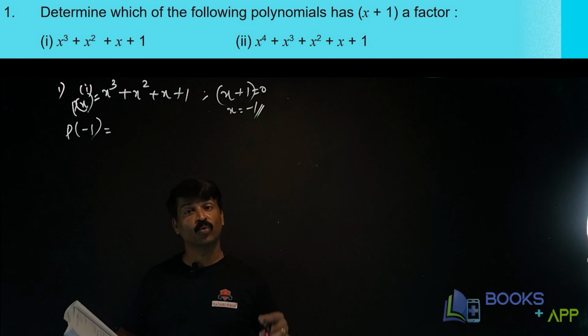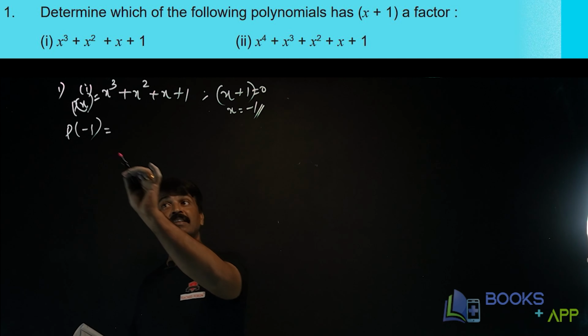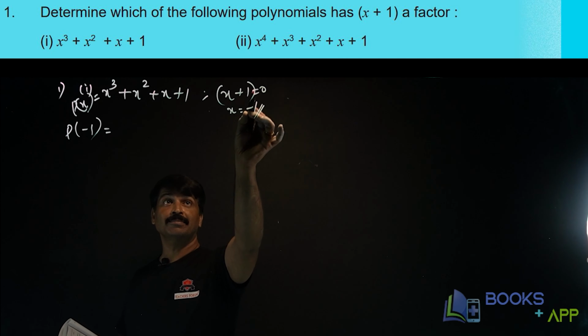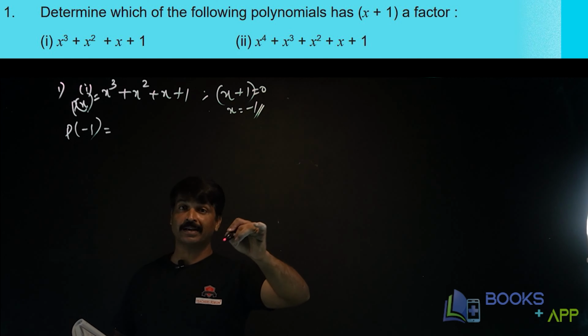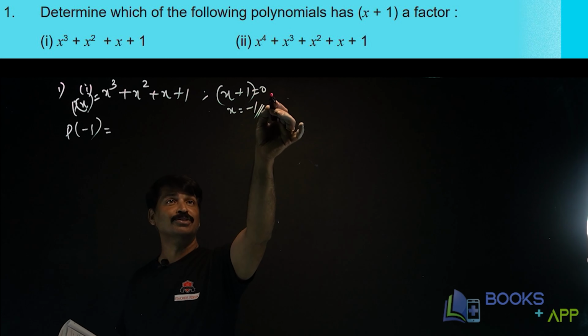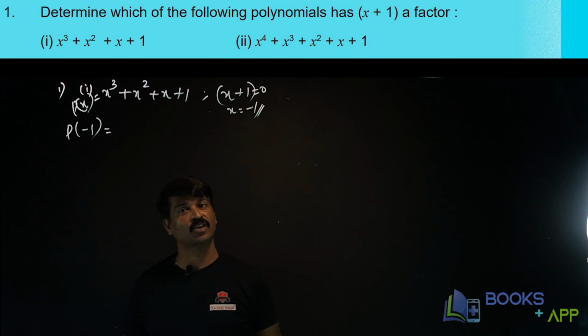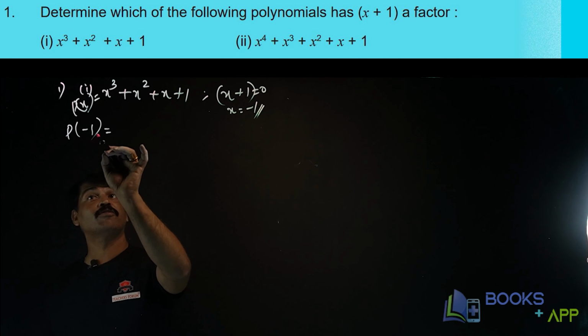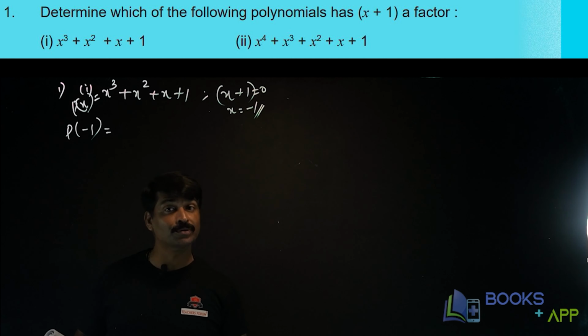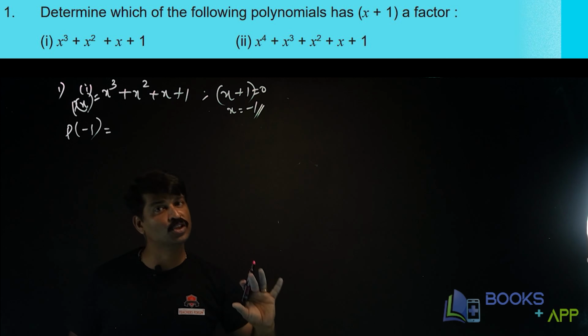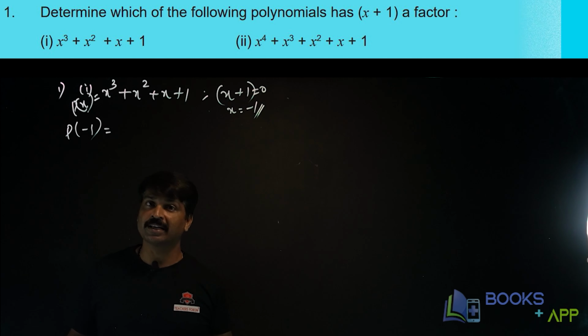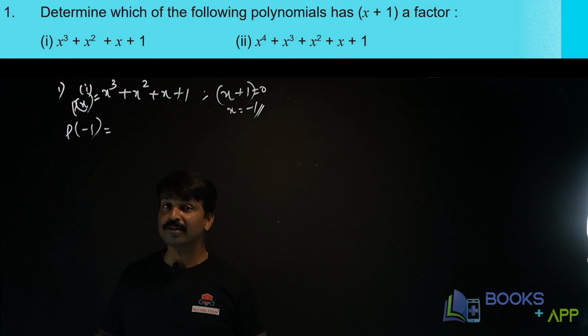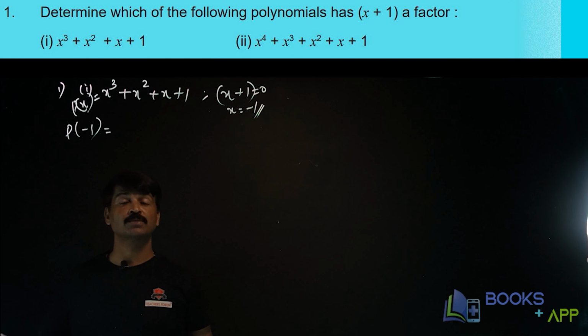So what are we going to find out? We are going to find out the remainder. To find the remainder, what do we have to do? Given a polynomial, to check whether x plus 1 is a factor, you have to equate x plus 1 equal to 0, then find the value of x. x is equal to minus 1. So p of minus 1 will give you the remainder. If the remainder is 0, it will be a factor. If the remainder is not 0, it is not a factor. Okay, so let us find out what p of minus 1 is.